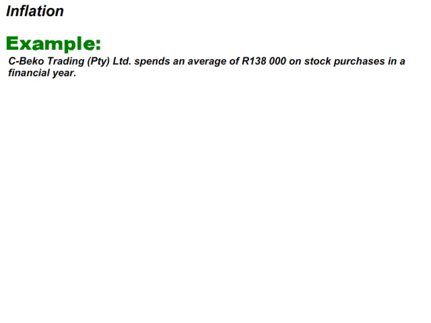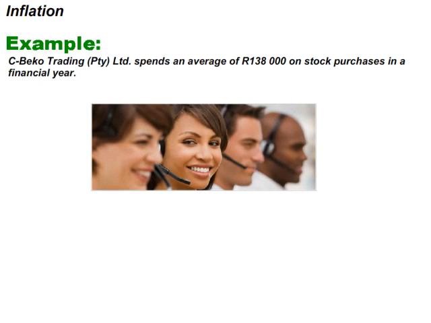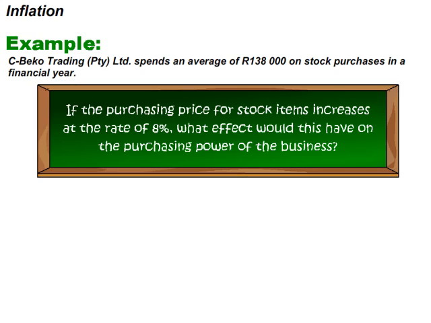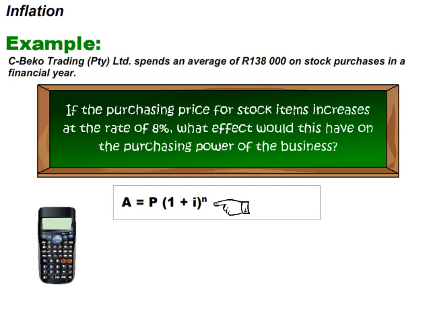Let us have a look at this example. Sibeko Trading Proprietary Limited spends an average of 138,000 on stock purchases in a financial year. If the purchasing price for stock items increases at the rate of 8%, the question is, what effect would this have on the purchasing power of the business? Get your calculator ready. It is important to know that the compound interest formula can be used to calculate the future increase of goods and services when the inflation rate is given.